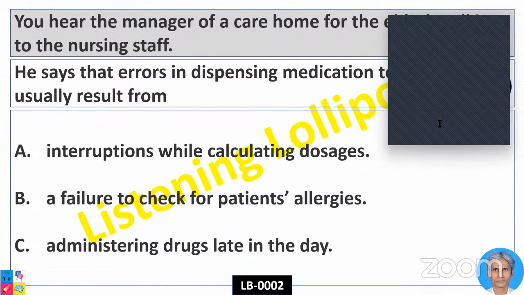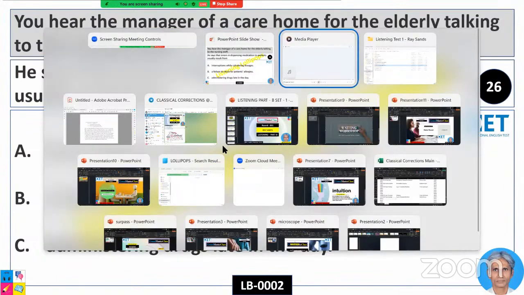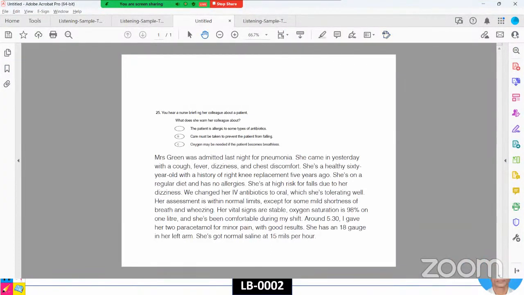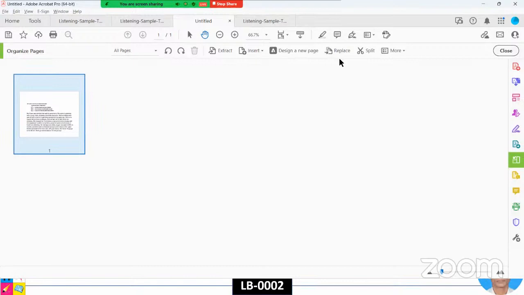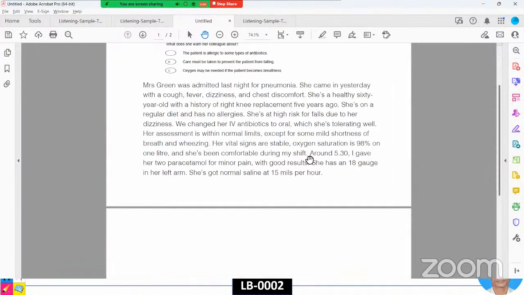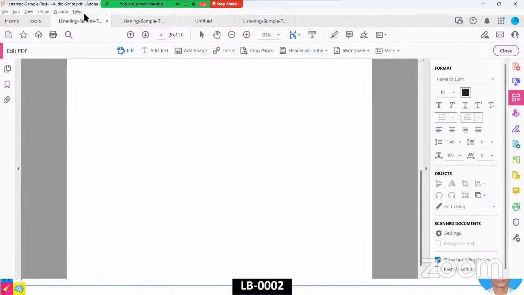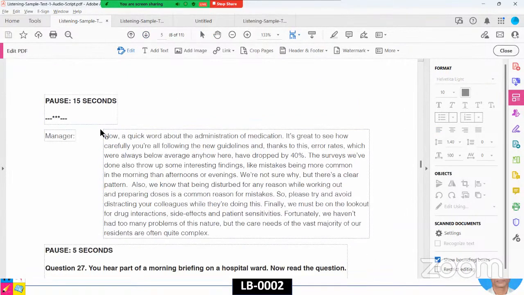7, 6, 5, 4, 3, 2, 1, and submit. You have to submit the answers after I give the question number. Otherwise, I think it is the previous question's number. Right. Fine. Now let us see here. Next question is here.